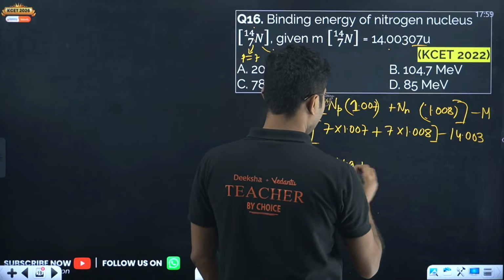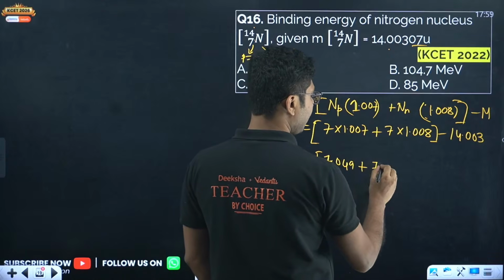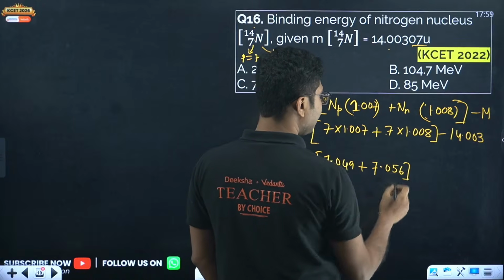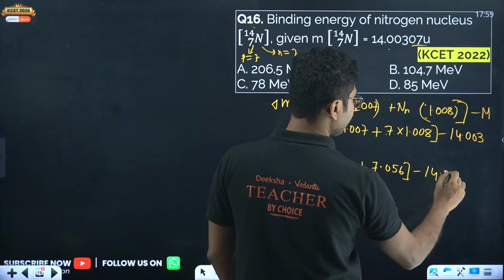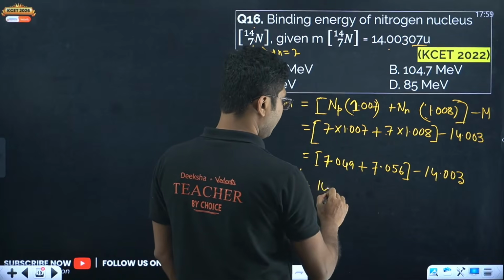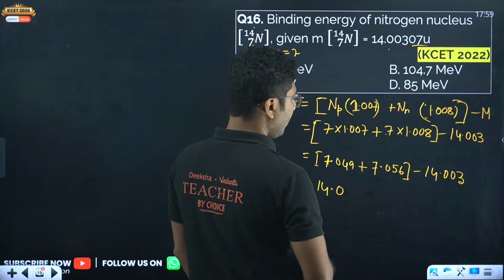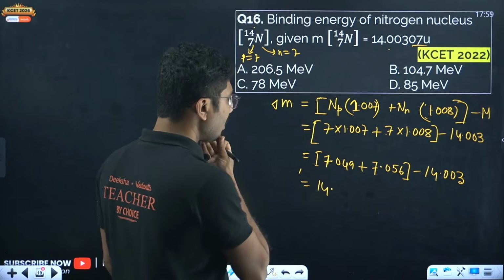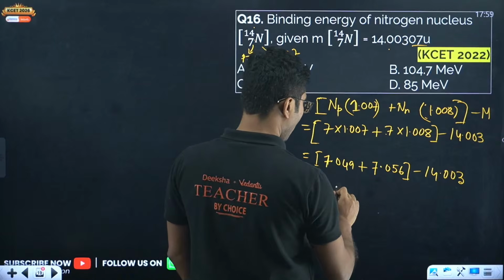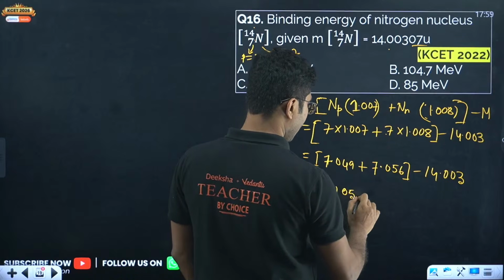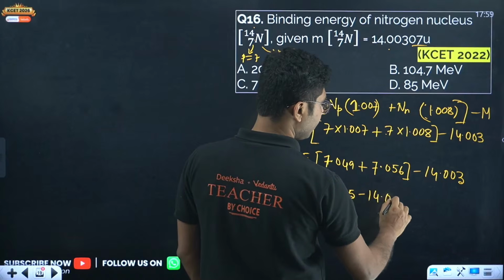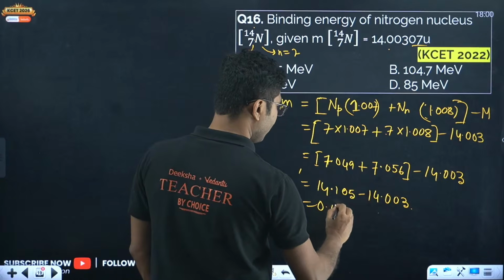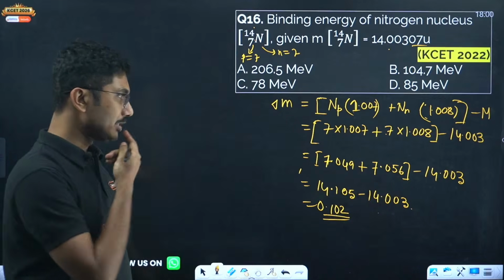So it will be 7.049 plus 7.056, right? 7 times 8 is 56. That gives 14.105, minus 14.003. So what is the mass defect? That will be 0.102. So the mass defect is 0.102 U.